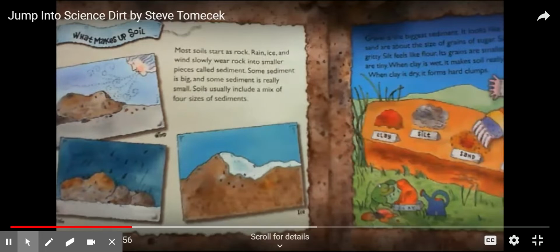So, as I was listening to this page, I was wondering what the word sediment meant. So, I'm going to use my context clues to figure out what this word means. I'm going to read the surrounding sentences. It says, rain, ice, and wind slowly wear rock into smaller pieces called sediment. So I can figure out that sediment is really just rock that has been broken down into smaller pieces. I can also read that some sediment is big and some is small. Okay, let's keep reading.